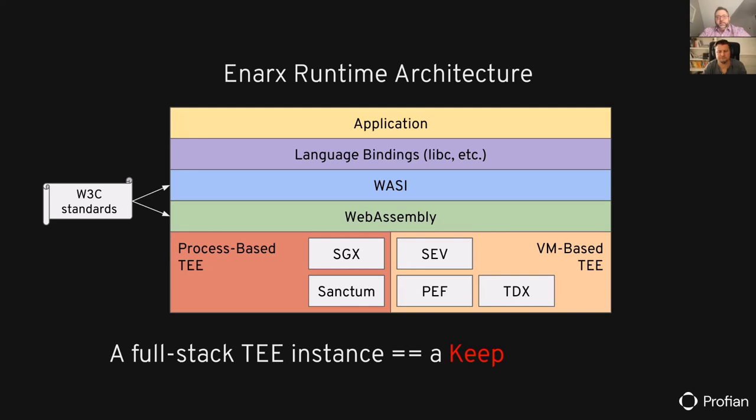So applications basically just get to write in their own language. They have language bindings on top of WebAssembly. And this is all work that is going on in the industry. It's not work that's part of the Enarx project, but we get to benefit from the fruit of this. So our focus is primarily at the WebAssembly layer and below. And when you combine all of these different components into a single runtime environment, we call this a Keep. A keep, of course, refers to the most secure part of a castle. So that's what we call our trusted execution environments.